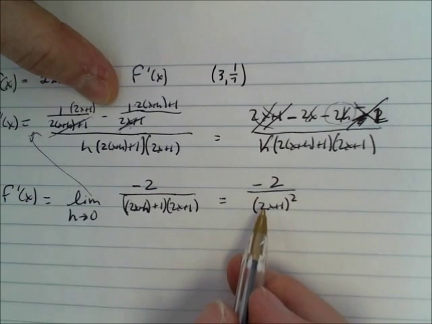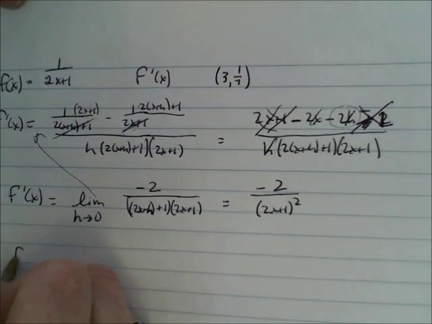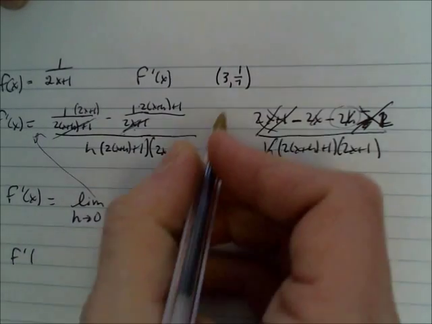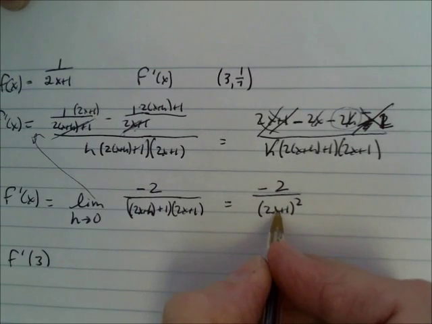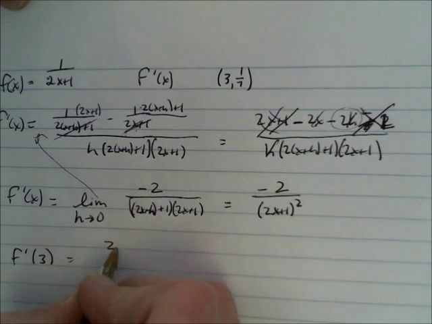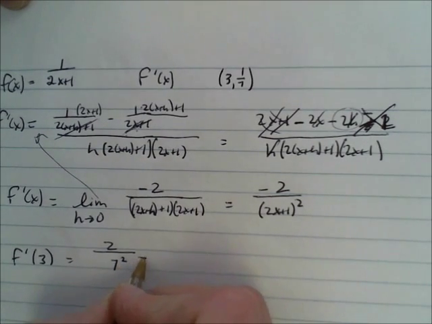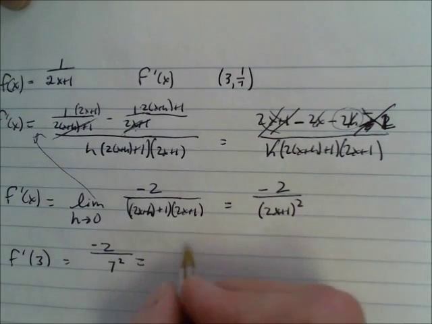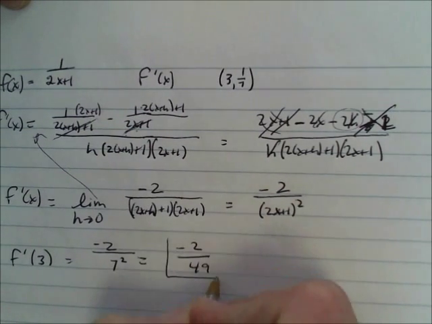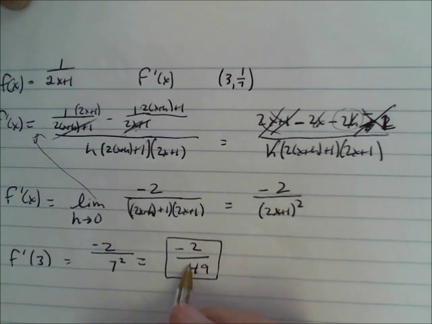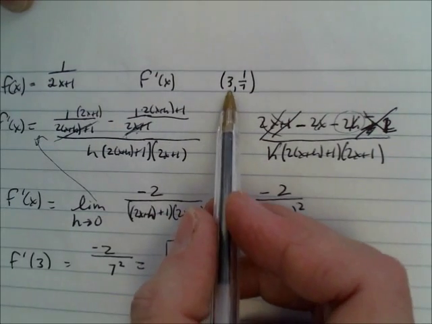There's the derivative of that original function. Now let's find the derivative when x is equal to 3, f prime of 3. So substituting x equals 3, we get negative 2 over 2 times 3 is 6 plus 1 is 7 squared. So this derivative is equal to negative 2 over 49. So there is the slope of that rational function at x equals 3.